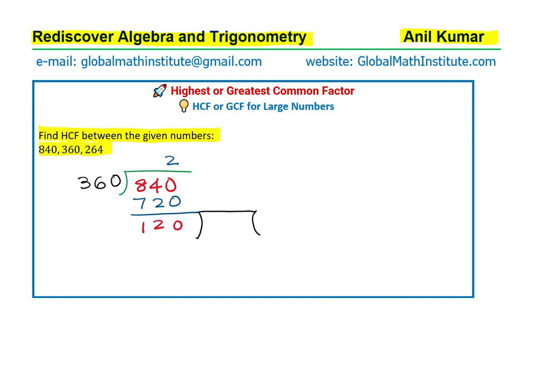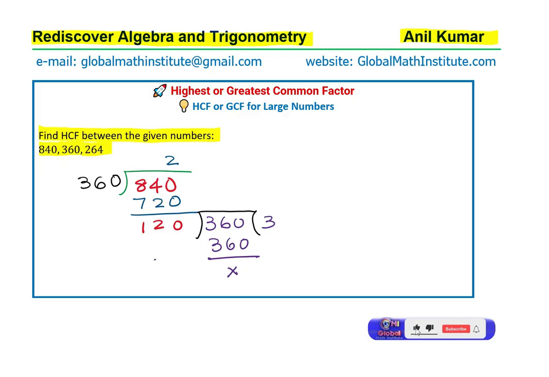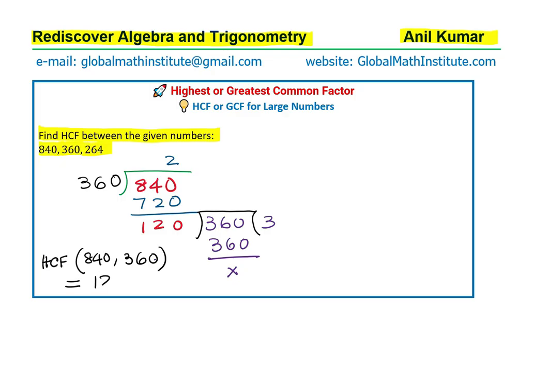So we'll now write 360 here and divide this by 120, which goes evenly by 3, right? So 3 times 120 is 360. And so what we get here is 0 as the remainder. So basically, we have found the highest common factor between the two big numbers 360 and 840. Let me rewrite this in short form: the highest common factor between 840 and 360 is equal to 120.